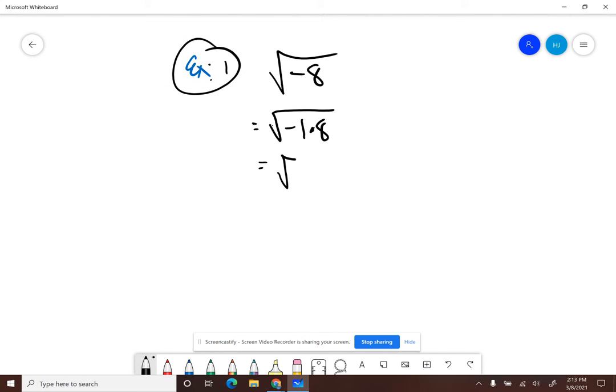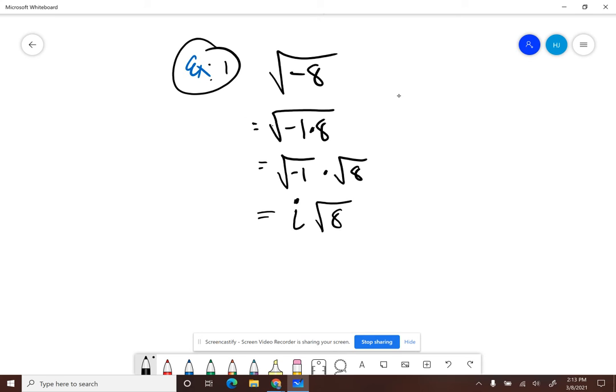Let's now split that into two different radicals. So now I have the square root of negative 1 times the square root of 8. How did that help me? Well, now I have the square root of negative 1, which I know is i, so I can just rewrite it as i. But now I still have the square root of 8.